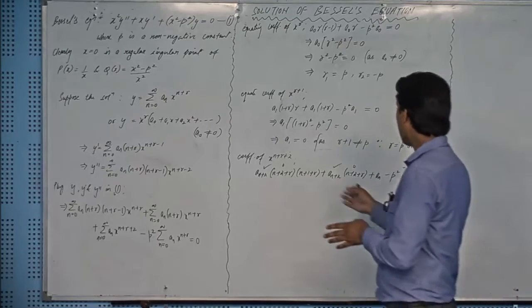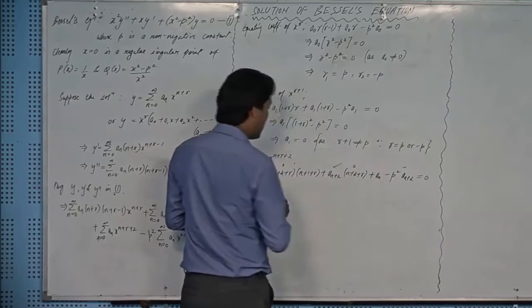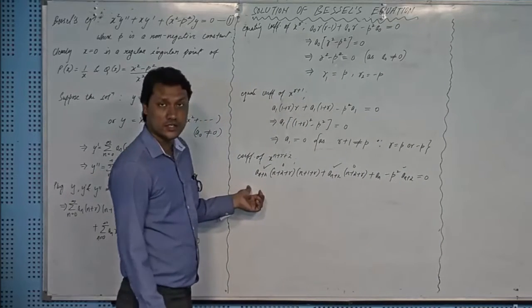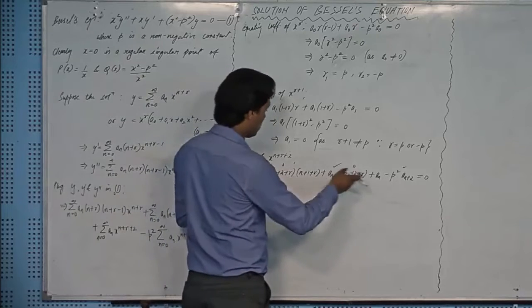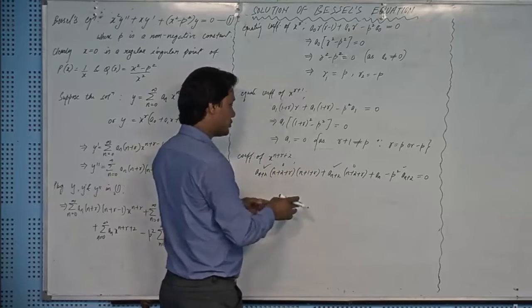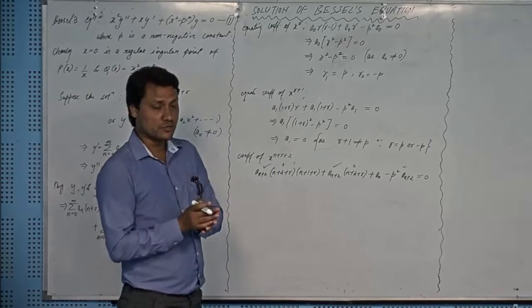So be smart while simplifying these recurrence relations, because multiplying these factors and then trying to express n plus 2 in terms of n will be quite messy.